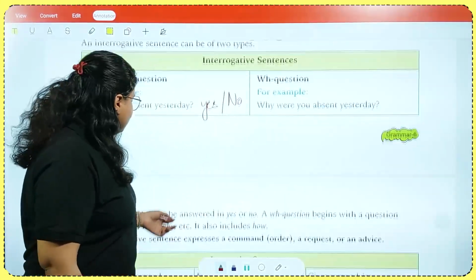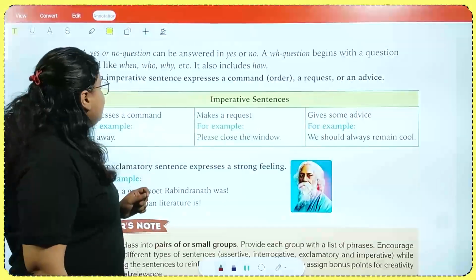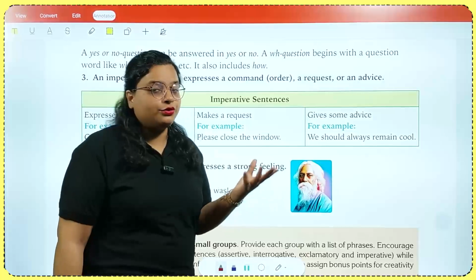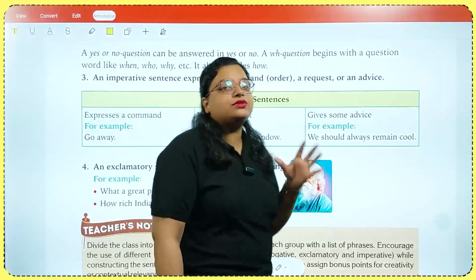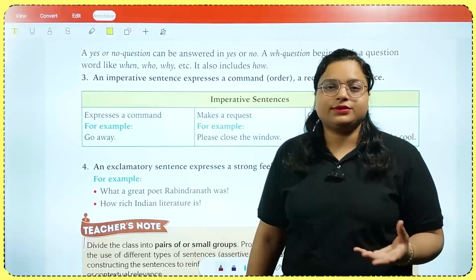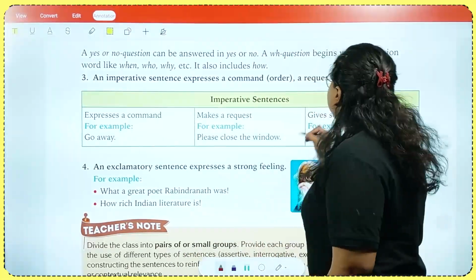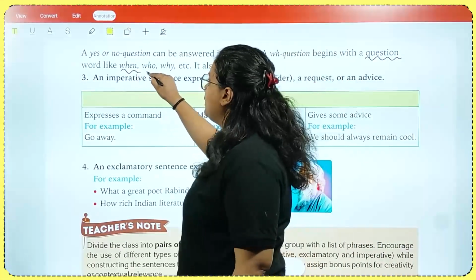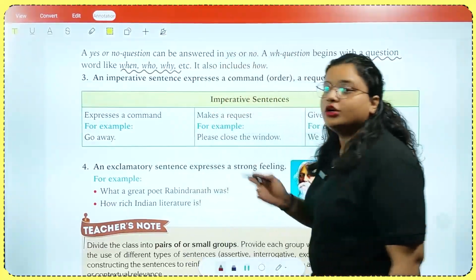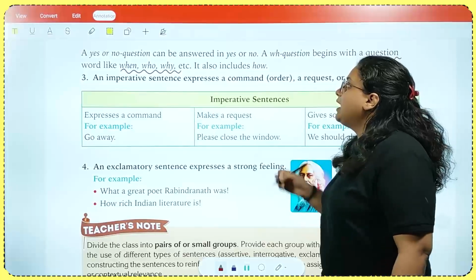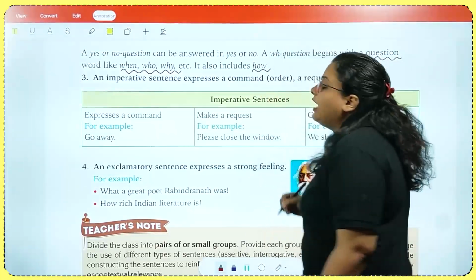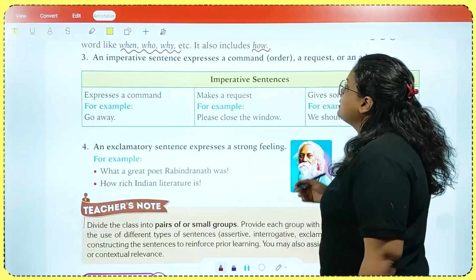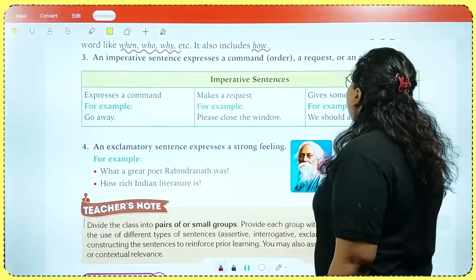Okay. Now next, a yes or a no question can be answered in yes or no. Yeah, what we talked कि जो yes no question है उसका आंसर जब आपको देना होगा तो आप सिंपली या तो yes बोल देंगे या no बोल देंगे। A WH question begins with a question word, like कौन से question words जो अभी मैंने बताए थे? When, who, why, etc. These are the question words. It also includes how, जो मैंने अभी आपको बोला कि how भी WH words में ही आता है। ठीक है। An imperative sentence expresses a command, order, a request or an advice.